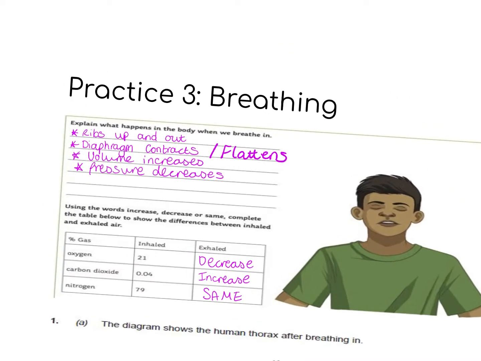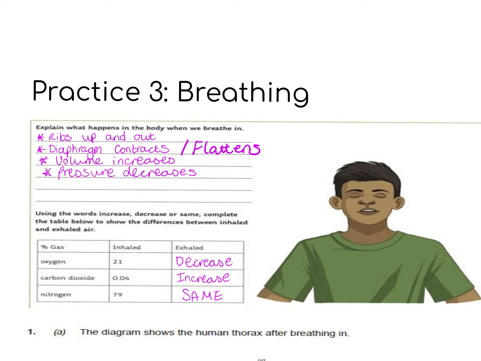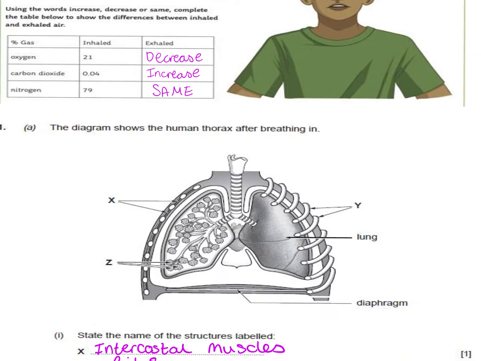Describe what happens when you breathe in then. Your ribs move up and out, your diaphragm contracts and flattens, which makes your lungs bigger. So the volume increases, the pressure decreases, so air rushes in. Next little bit then says what happens to the amount of these gases when you breathe in. Do they increase, decrease, or stay the same? So oxygen will decrease because most of the oxygen goes into your blood to make energy. Carbon dioxide will increase because you've respired, so the amount of carbon dioxide being breathed out will increase. Nitrogen is likely to stay the same. You're not going to use much of that in your body.